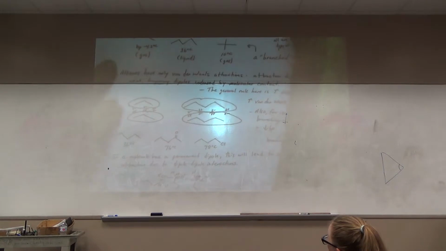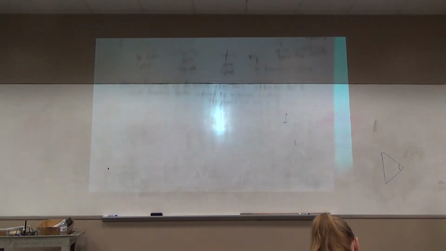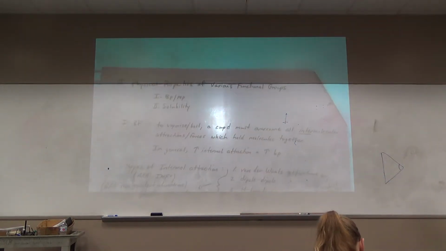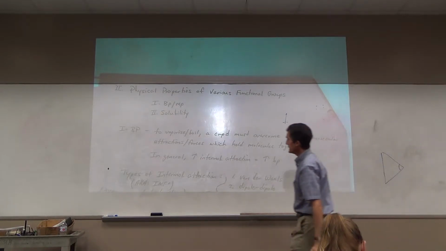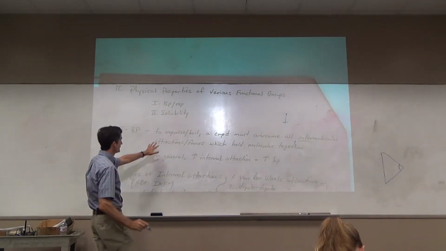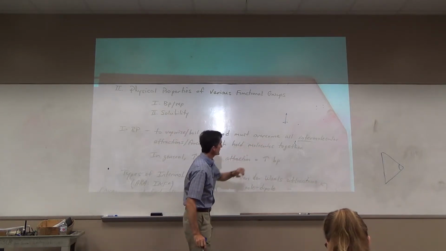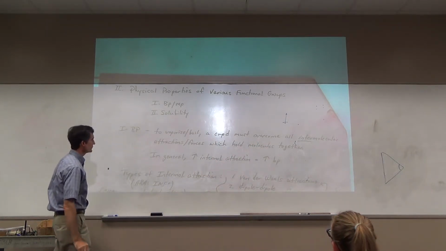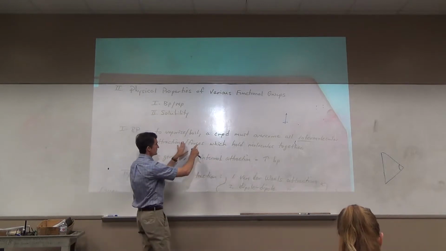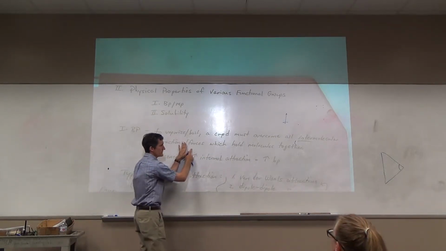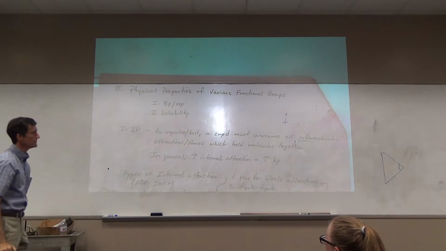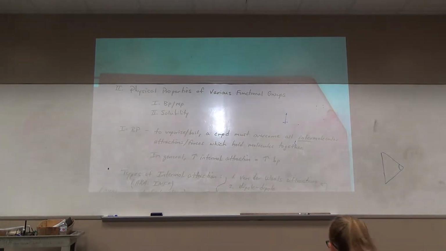Okay, physical properties of various functional groups. Boiling point and melting point first, then we'll look at solubility. Boiling point: to get a compound to boil or to vaporize, the compound must overcome all intermolecular attractions or forces. Intermolecular forces, you should know that term, IMFs, right? We talked about IMFs in Gen Chem. IMFs hold the molecules together, while bonds hold the atoms together within an individual molecule.